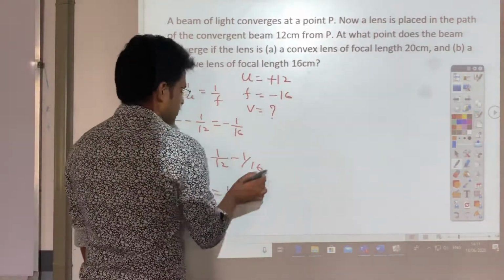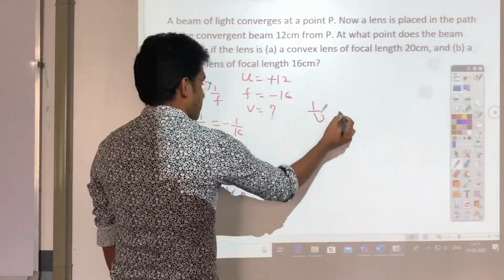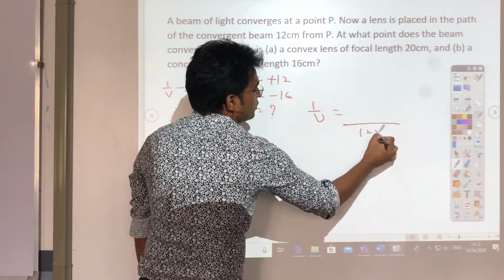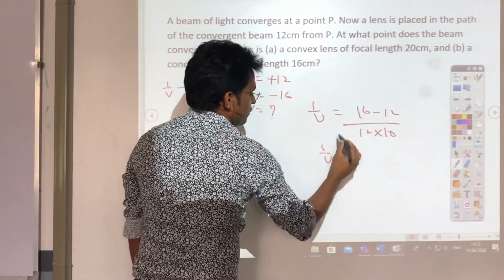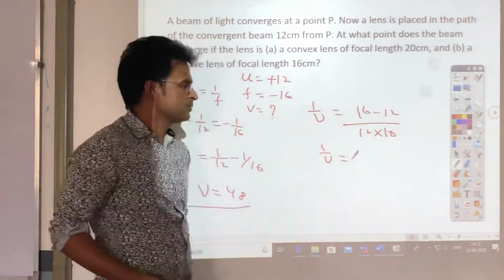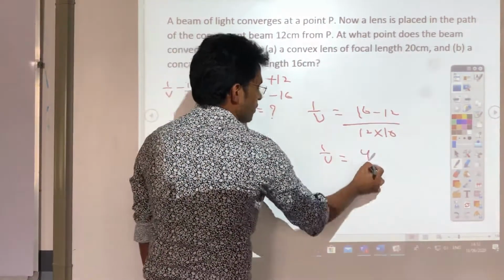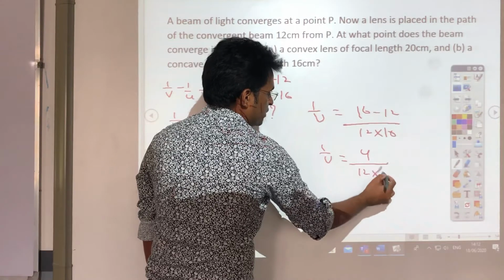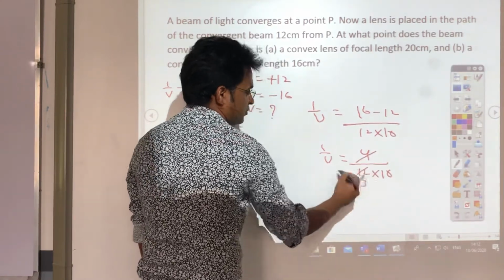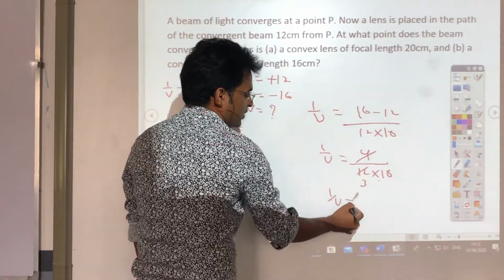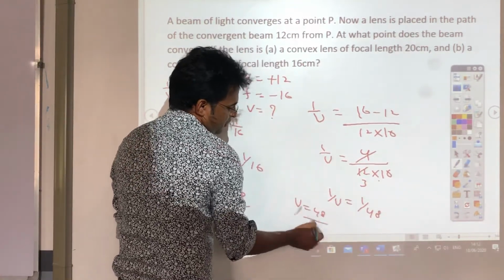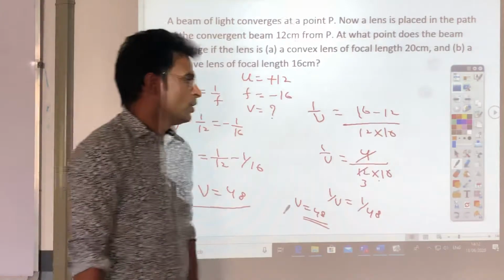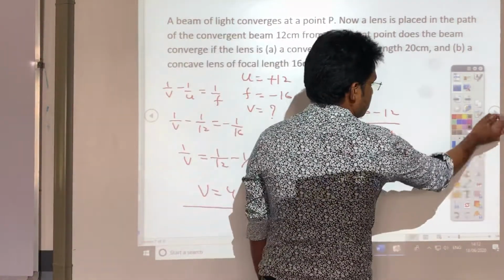Okay, taking the LCM, 1 by V is equal to 16 minus 12 over 12 into 16. That is 4 over 12 into 16. Here 4 goes 3 times into 12, so 16 into 3 is 48. So 1 by V is equal to 1 by 48, which means V is equal to 48. So 48 will be the answer for this one. Okay, let's go for the next question now.